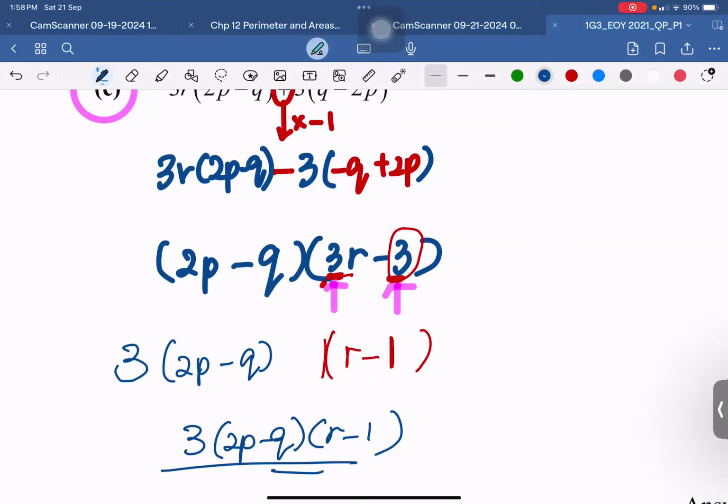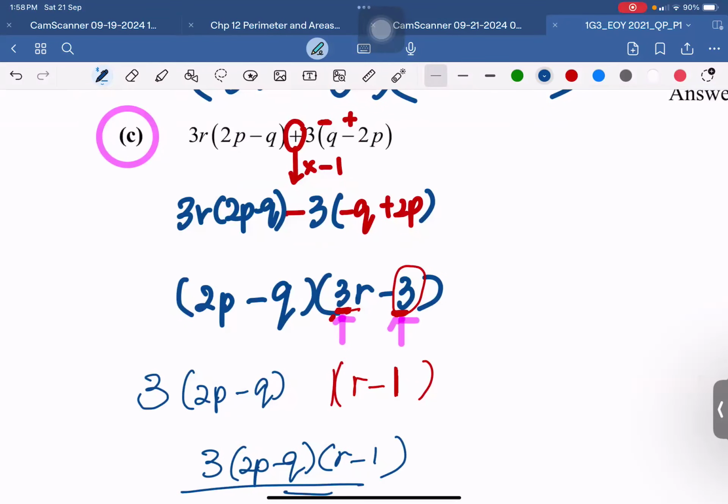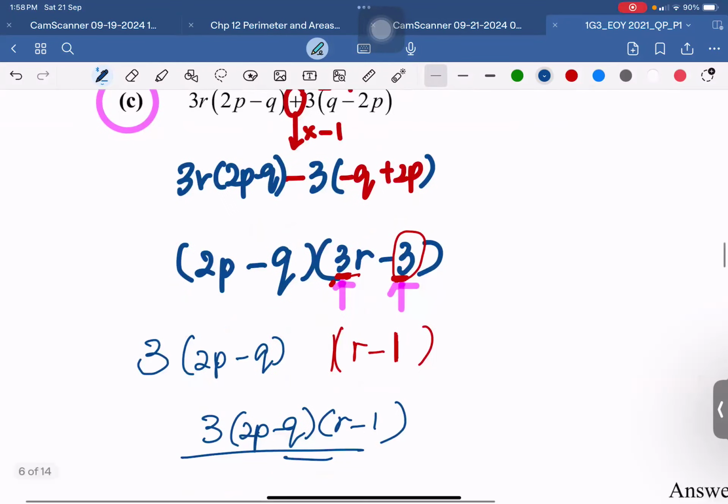How many of you, those who managed to see the common factor, got this answer? Oh, one person. Okay, good. What about the rest? Did you know that there's actually a common factor here? If you didn't see it, then maybe you put a star. Be careful. Always check for common factor.